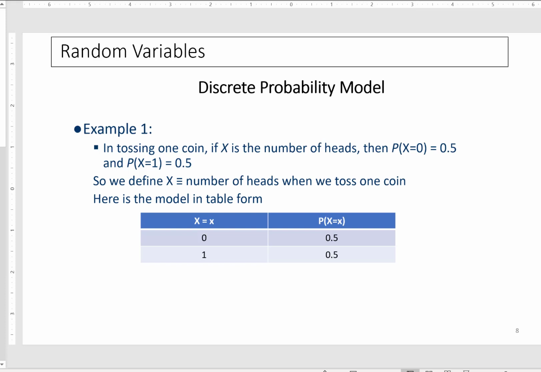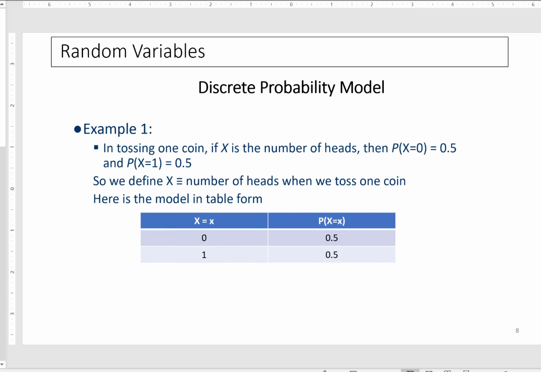So let's look closer at that first example. In tossing 1 coin, if X is the number of heads, then the probability X equals 0 is 0.5, and the probability X equals 1 equals 0.5. That is, we defined X, our random variable, as the number of heads when we toss 1 coin. So this is how our model would look in table form. X equaling little x. That means these values in this column right here are the values that our random variable, number of heads when we toss 1 coin, can take on. It can take on the value of 0 and the value of 1.